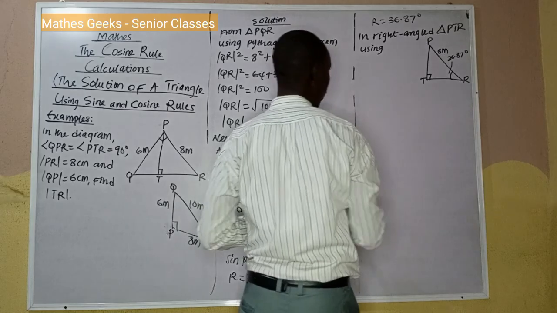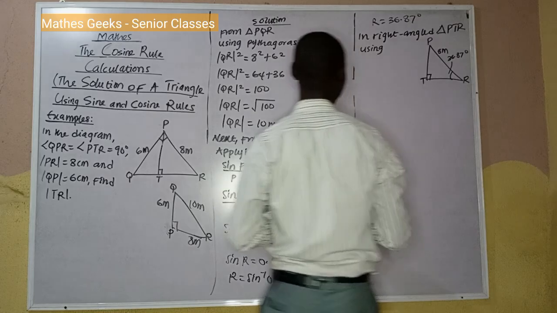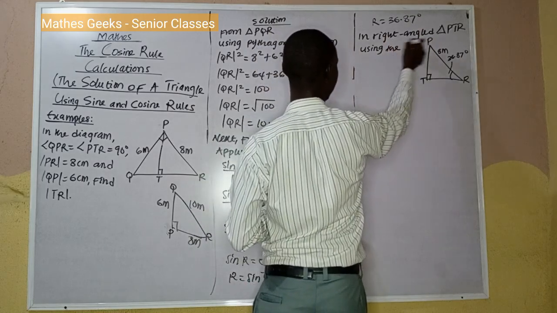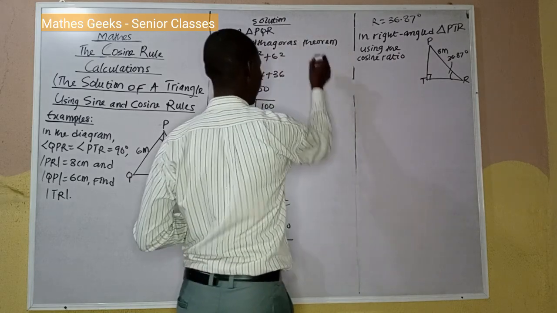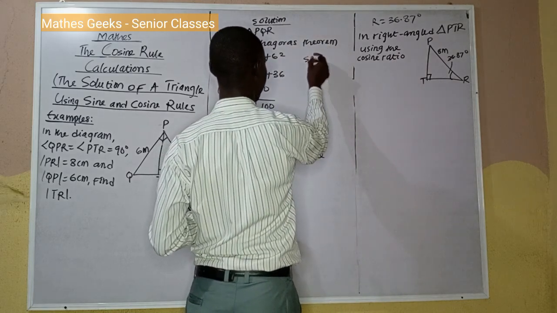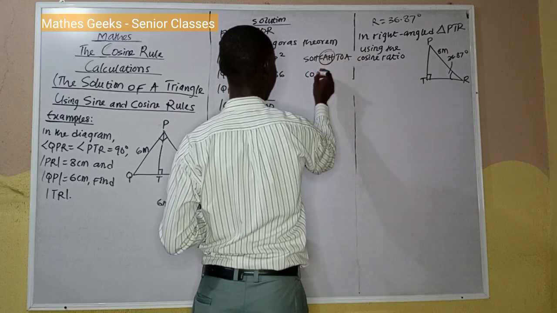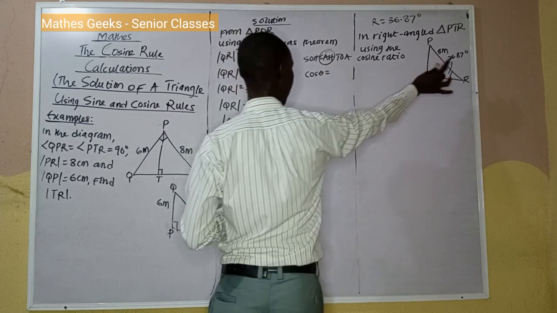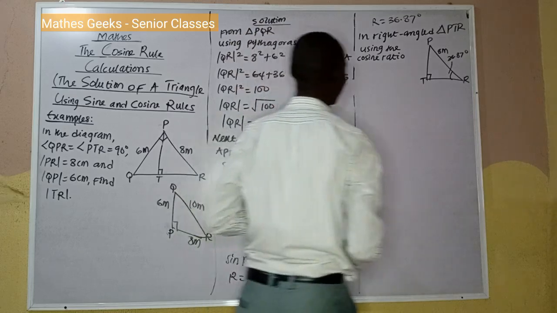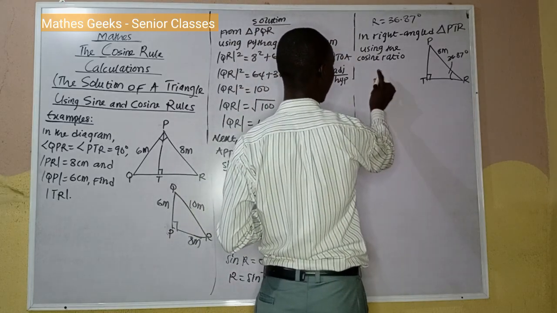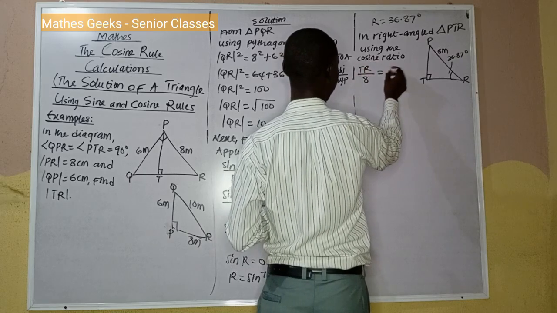Which ratio are we going to use? Since we are looking for this side as adjacent over hypotenuse, that's cos, using the cosine ratio. Remember, cosine ratio is different from cosine rule. Cosine ratio is your trig ratio, where cos theta, theta is the angle, and it is adjacent over hypotenuse. That's your cosine ratio.